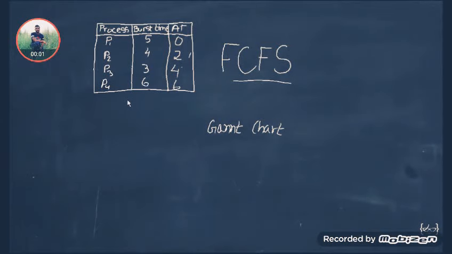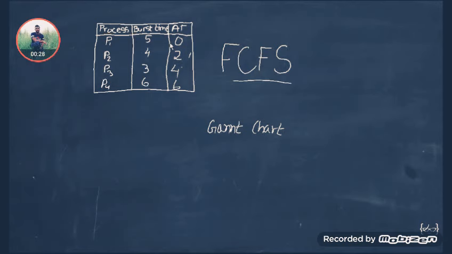This is basically the easiest algorithm among the CPU scheduling algorithms. Alright, so we have the process here, the burst time here, and the arrival time here, and we need to find out the Gantt chart of this, and we need to find out the waiting time for each process, and then eventually find the average waiting time.